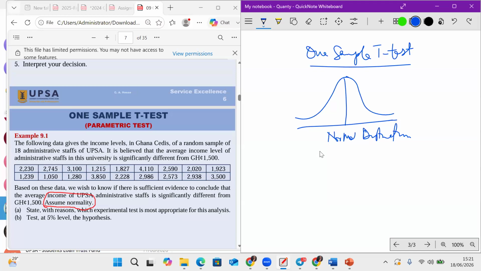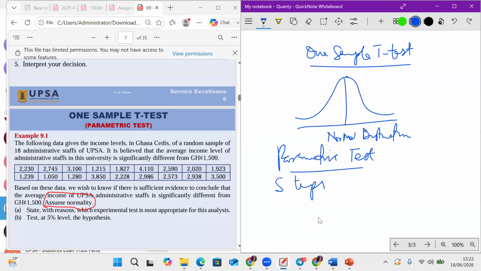The mode, median, and mean are the same. They are located at the center, right? The curve is continuous. The information flow of the curve is continuous. So when it says it assumes normality, it means that the data is smooth, is continuous. Basically that. And we also said that there are 5 steps in conducting a parametric test, as far as the slides are concerned.